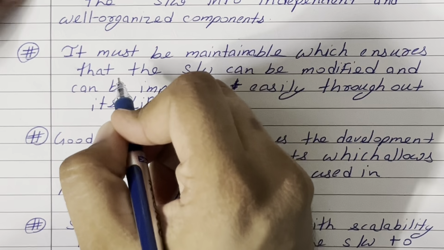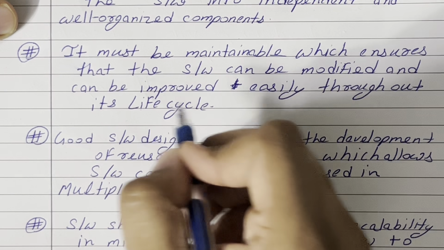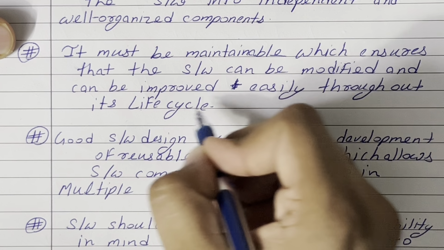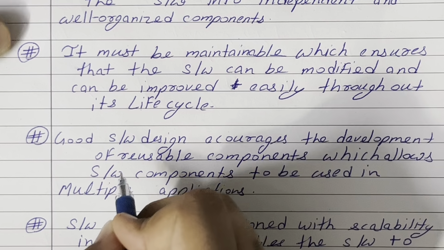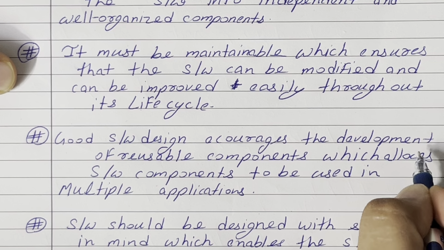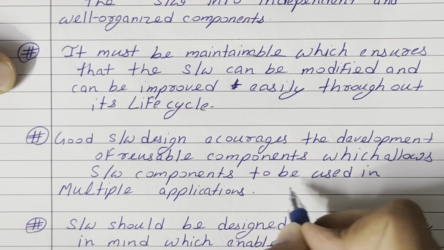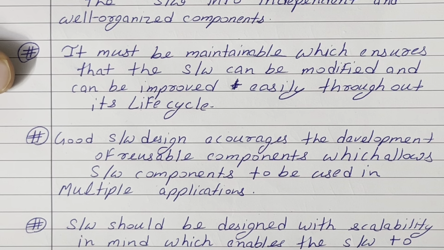Also, it must be maintainable, which means the software can be modified and improved easily throughout its life cycle. A good software design encourages the development of reusable components, which allows the software components to be used in multiple applications. This also helps in reducing the development cost and development time.